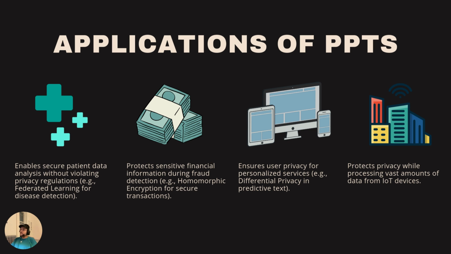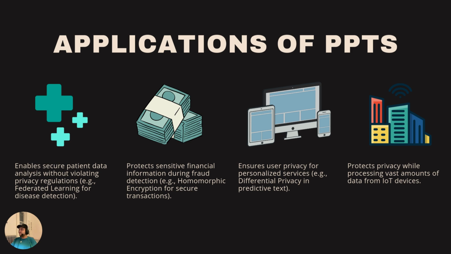In the finance sector, homomorphic encryption plays a crucial role. For example, financial institutions can perform fraud detection or secure data transaction processing without exposing sensitive customer data. This is particularly important as the finance industry handles highly sensitive information on a daily basis.